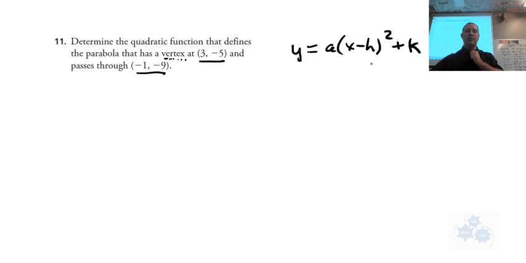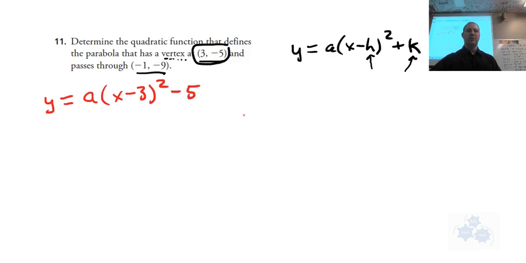So what this means is that the vertex values go right here and here. We've got the values for the vertex, so we can plug those in. Now we won't be done yet, but we're halfway there. So it's going to be x minus 3, all squared, and then plus negative 5, or just minus 5. The other thing we have to do is solve for a, because we can leave y and x in the equation, but we can't leave a as just a. We have to find a number for it.